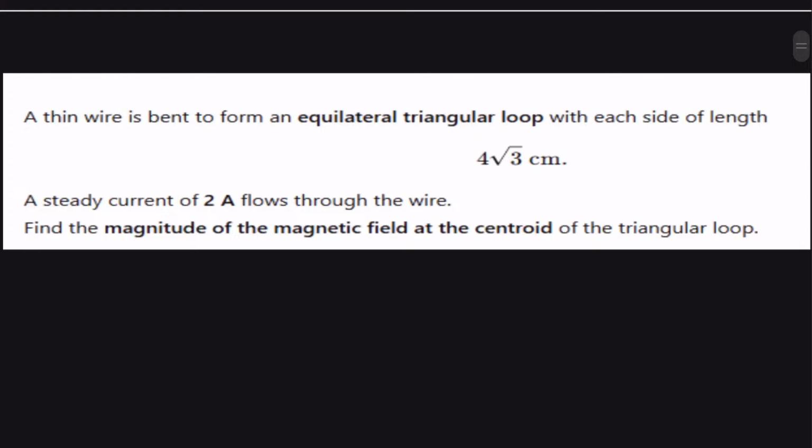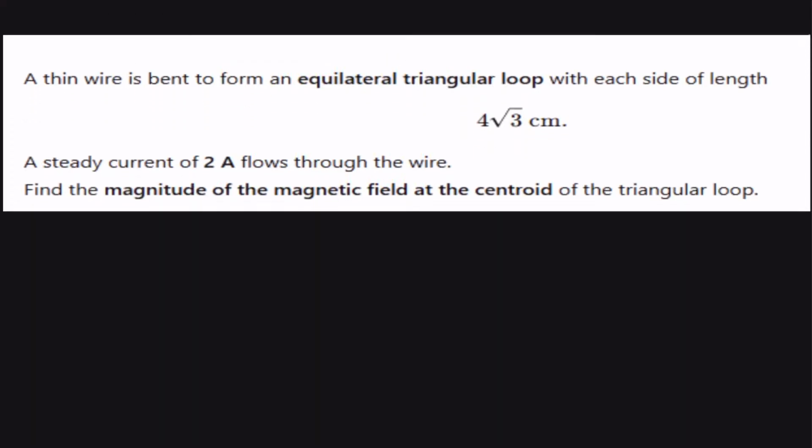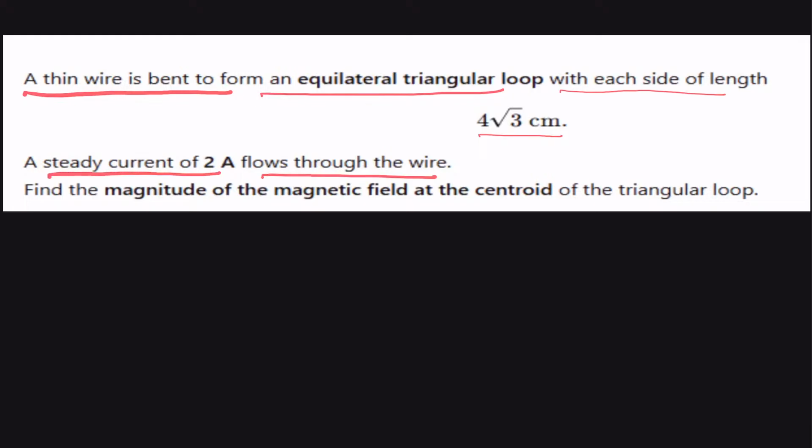It states that a thin wire is bent to form an equilateral triangle loop with each side of length 4 square root of 3 centimeter. A steady current of 2 ampere flows through the wire. Find the magnitude of the magnetic field at the centroid of the triangular loop.